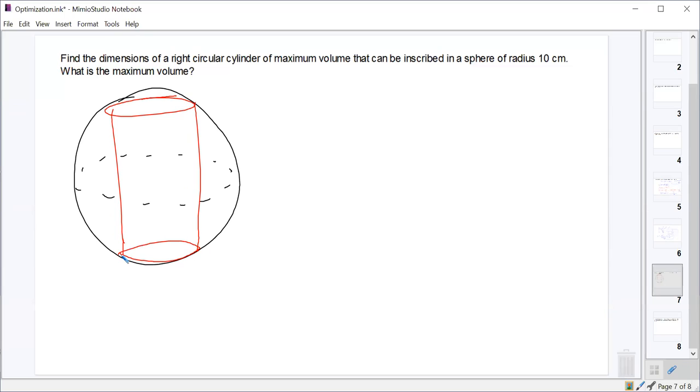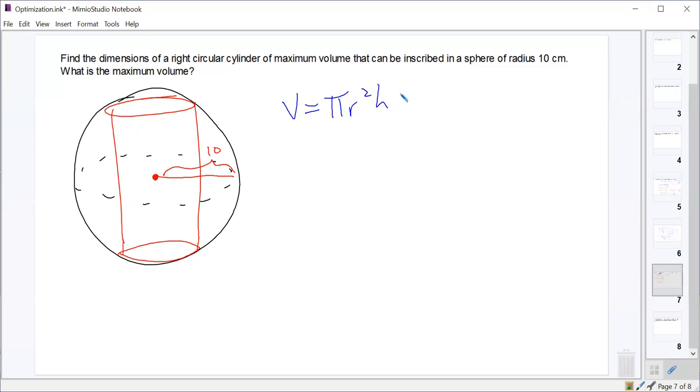And we know the only thing we really are given here is that the sphere has a radius of 10. That's really all that we're given. So what can we do from there to find the max volume of the cylinder? What do we first probably need? We probably need an equation that represents the volume. And what's the volume of a cylinder? Pi r squared h.